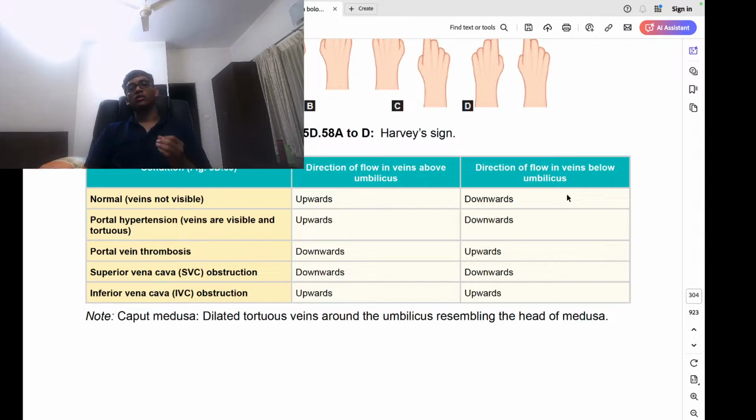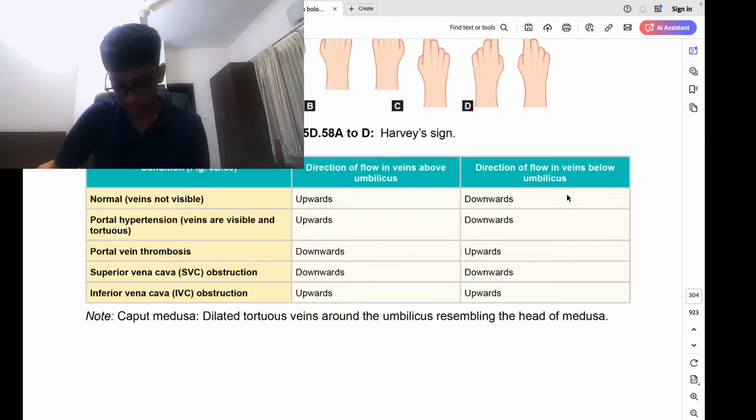Then in inferior vena cava obstruction, above the umbilicus it will be normal because the superior vena cava is normal, and below the umbilicus it will be upwards. This is not the exact reasoning as to why it is happening this way, but you can remember it like that.